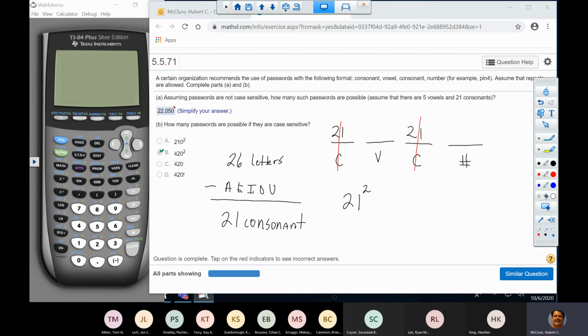How many vowels are there? 5. Hubert. Thank you, class. I appreciate y'all's interaction. How many spaces are there? 1, Hubert. Thank you, class. How many numbers are there? 0 to 9. How many numbers is that? Thank you. And how many spaces? And there's your answer. Now you can do it on the calculator, I'll do it right quick.